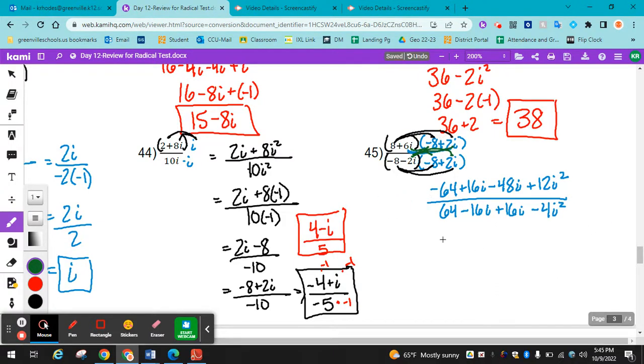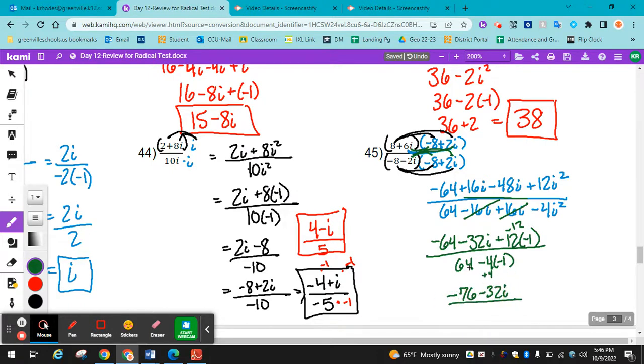Simplifying. Simplify the top. We have negative 64. My i's combined to get me negative 32i. This is a lot of talking. Plus 12. Don't leave i squared. That's just negative 1. Middle terms cancel on the bottom. Minus 4i squared is negative 1 again. Simplify this. So this will be minus 12, and this will be plus 4. So negative 64 minus 12 will be negative 76 minus 32i over 64 plus 4 is 68.